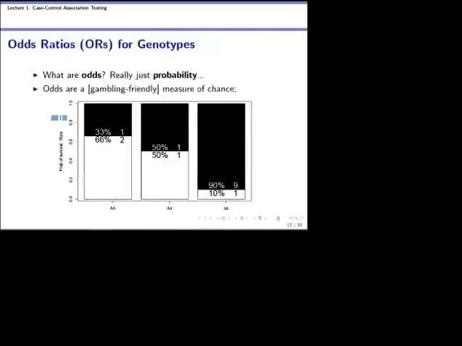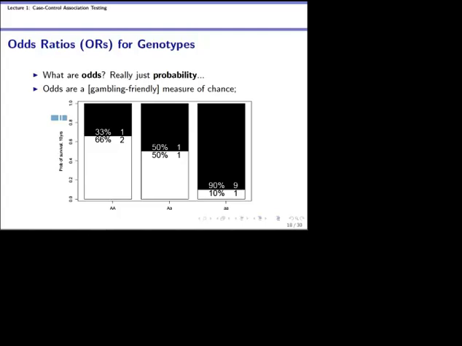Okay. So another way to do the analysis when you're looking at genotypes is odds ratios. This is actually the most popular way to do case control association studies with binary data, to do logistic regression. Okay? And so we're going to talk about that. So let's first talk about what are odds.